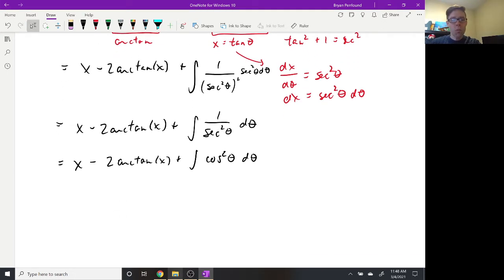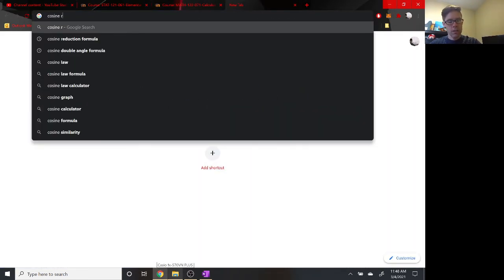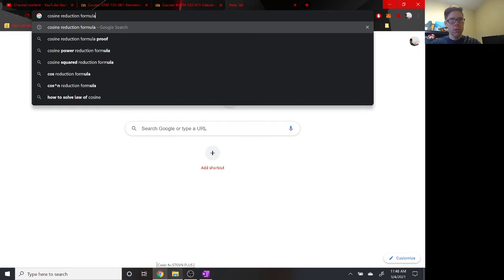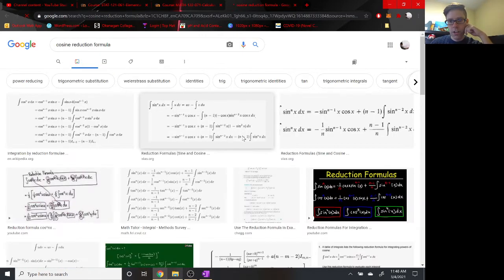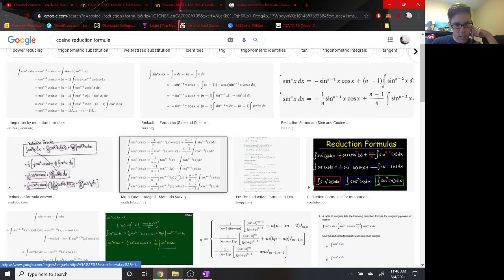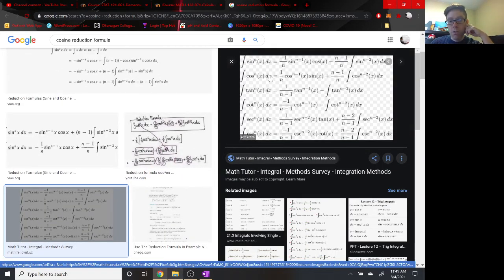And then from here, you're going to want to quickly jump back to your cosine reduction formula. So just let me find that. Hopefully you guys have this somewhere in your cheat sheet. So here are the reduction formulas. I'm going to utilize the cosine reduction formula with n equal to 2. So we're going to get 1/2 cosine sine plus 1/2 integral dx.